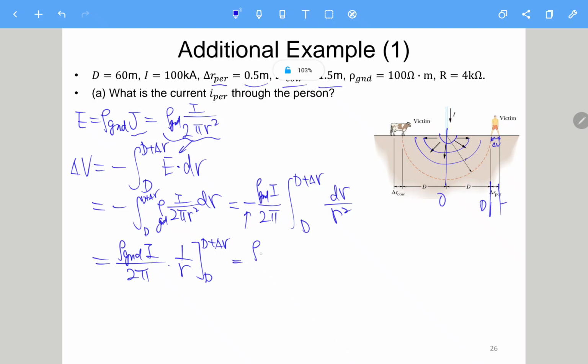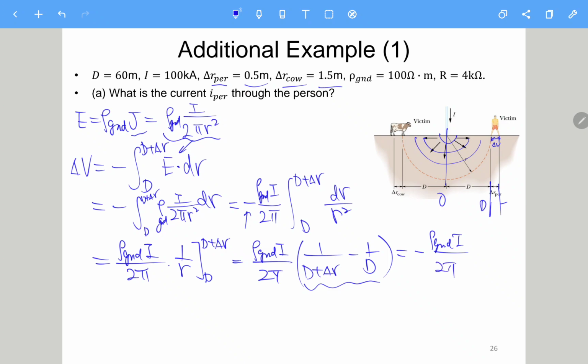So it turns out to be rho ground I over 2 pi, and then we have 1 over d plus delta r minus d. Okay, this is roughly the expression, but somehow we can just simplify it as negative rho ground I over 2 pi, and then for the denominator it is d times d plus delta r. Here we have this one minus this one, so we have a negative sign, and then delta r in the numerator.